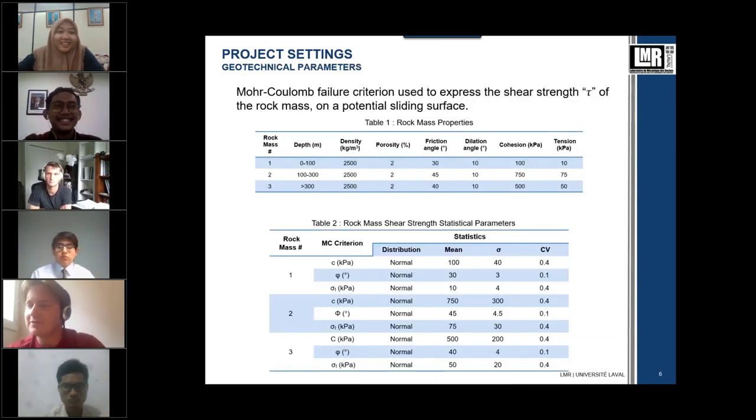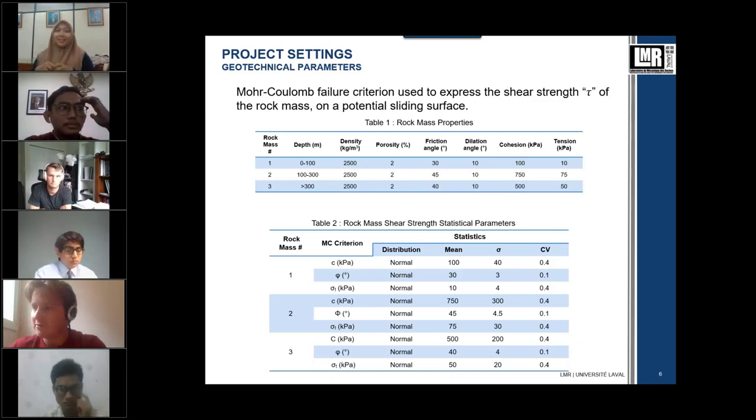About the geotechnical parameters, the information was given by the ARMA team. The Mohr-Coulomb failure criterion was used to characterize the rock mass. Table 1 shows different parameters for each lithology, which are depth, density, porosity, friction angle, dilation angle, cohesion, and tension. Table 2 shows the different parameters used in the Monte Carlo statistical simulation in RS2 according to the coefficient of variation presented in the right column. Quickly, it was possible to see that each lithology could not be characterized by the same angle on the general slope, because of their properties, without being unoptimized or unstable.